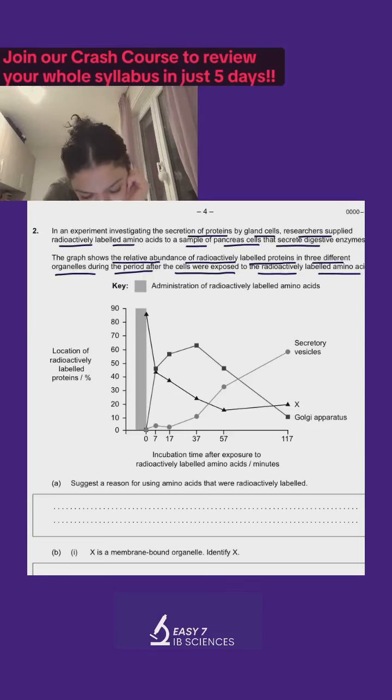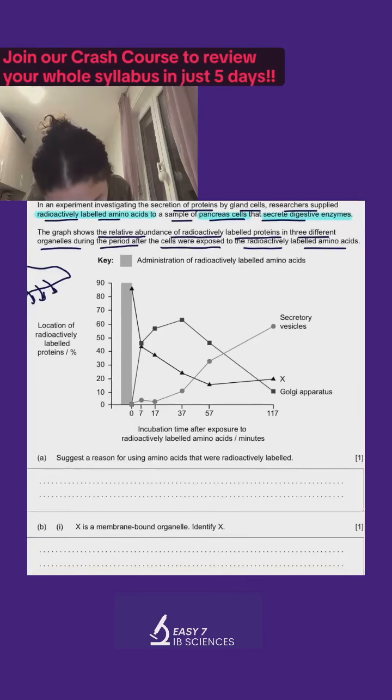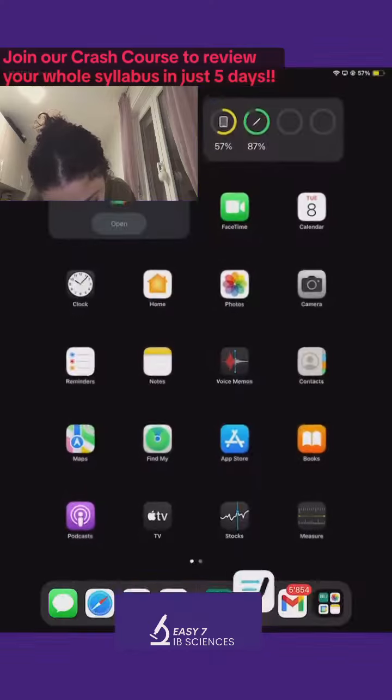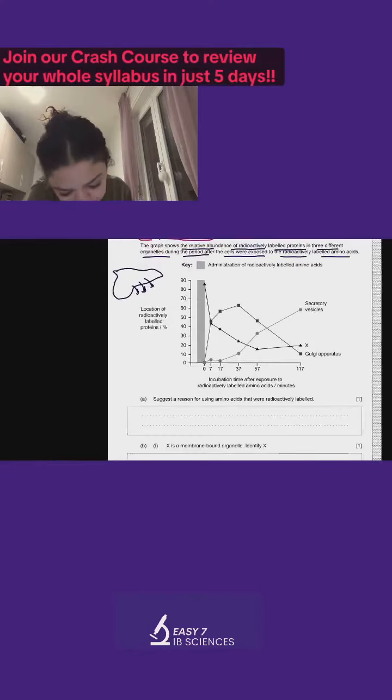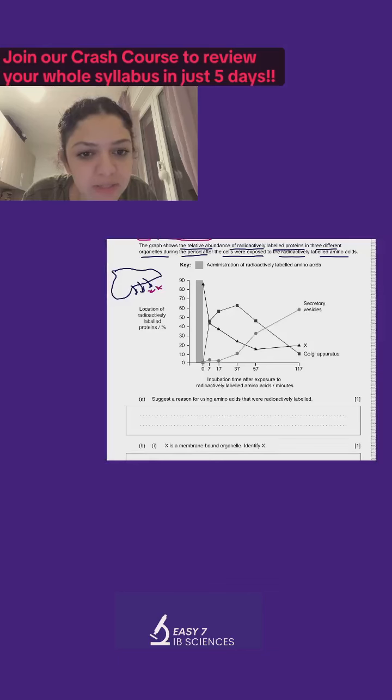So what do we have? We have radioactive amino acids to a sample of pancreas cells that secrete digestive enzymes. So here's my pancreas. These pancreas cells secrete digestive enzymes, so they secrete enzymes that break things down. And what did they do? They added radioactive amino acids to these pancreas cells. So what can we assume? We're going to assume that these digestive enzymes released by the pancreas are going to digest the radioactive enzymes. So hopefully that makes sense as a concept so far.